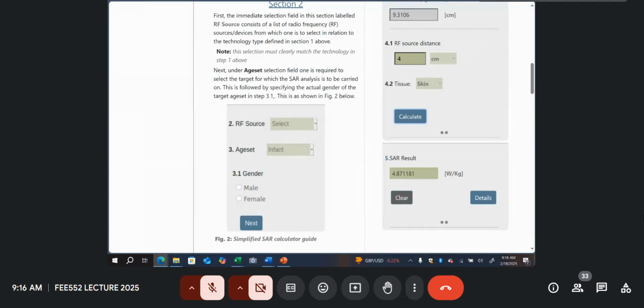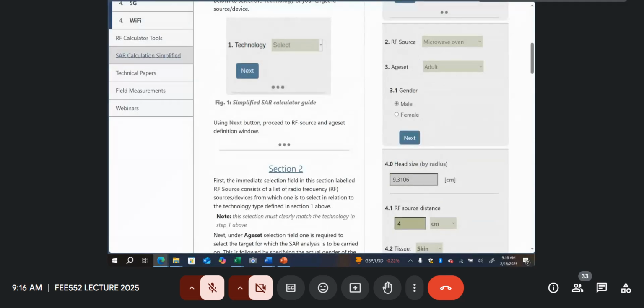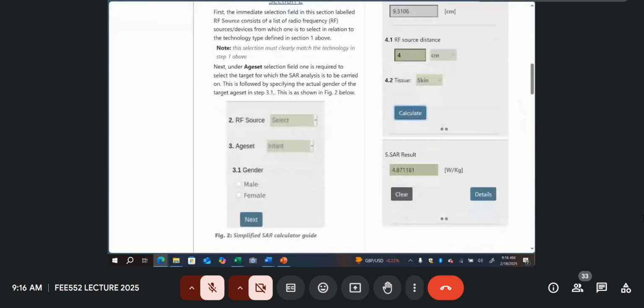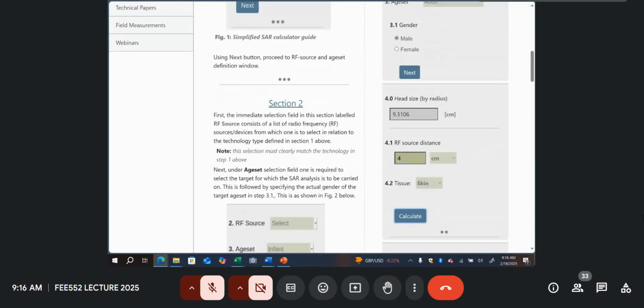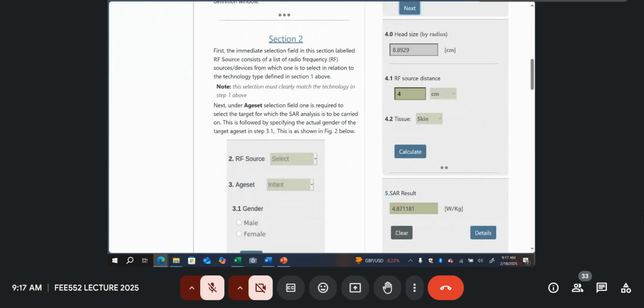4.8. So take note of 4.8. That was a male. 4.87. Let's now change to female and see the difference. Okay. You can see the female is now 5.13. Can somebody explain why? Why has that changed?